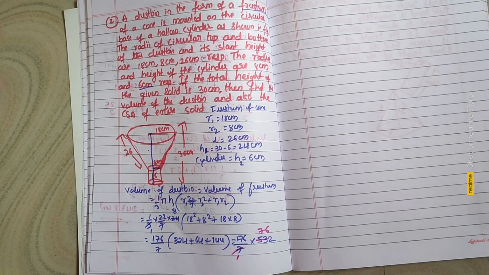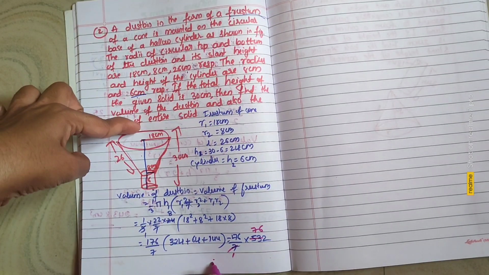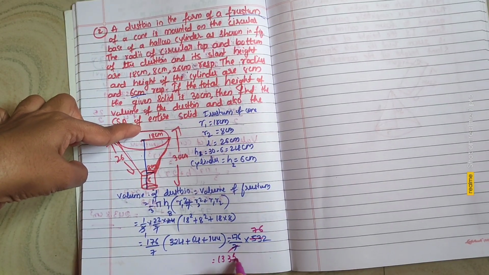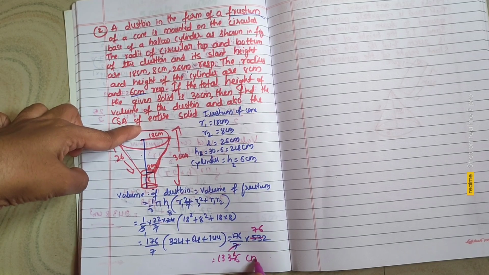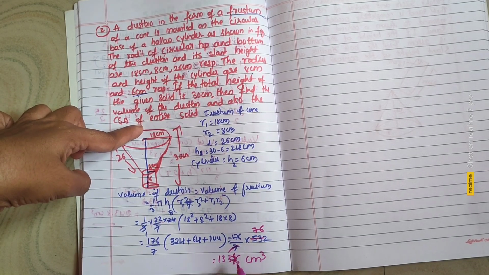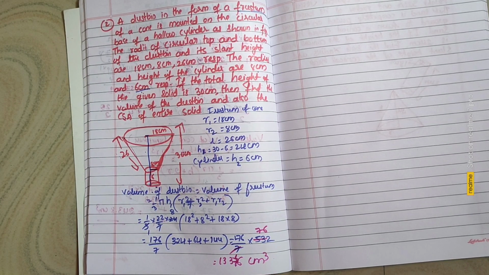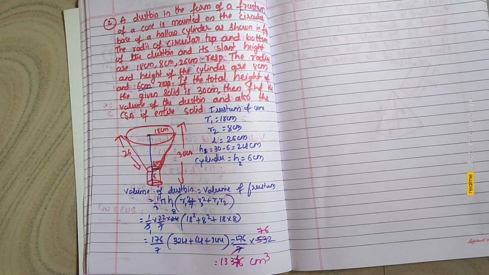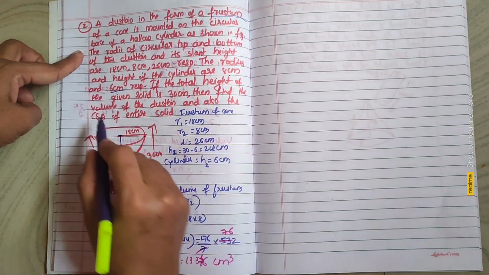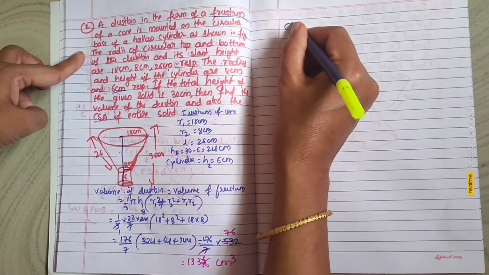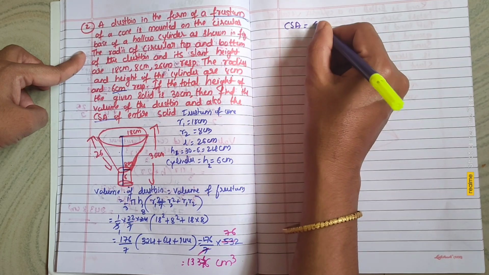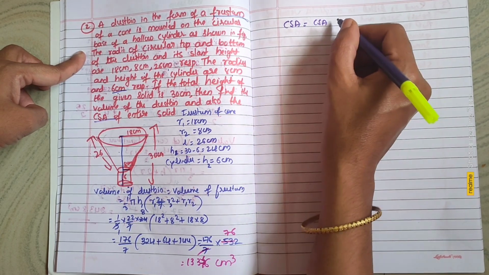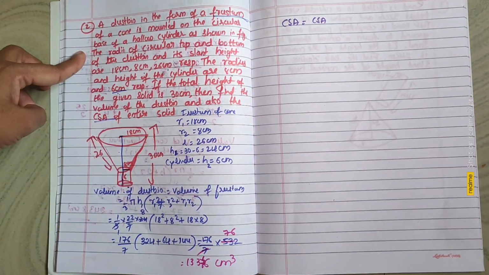On multiplying we have 13,376 centimeter cube. This is the volume of the frustum of the cone, or dustbin. So now we need to calculate the CSA of the entire solid.